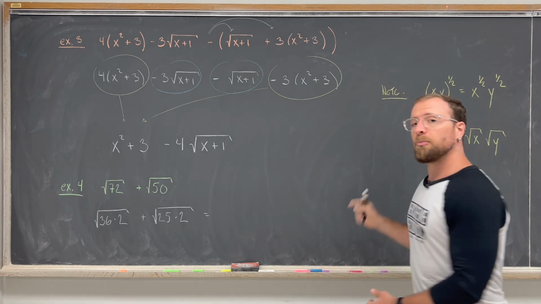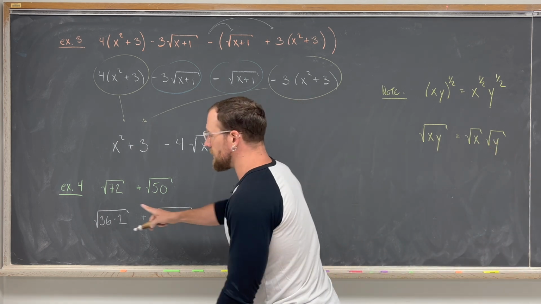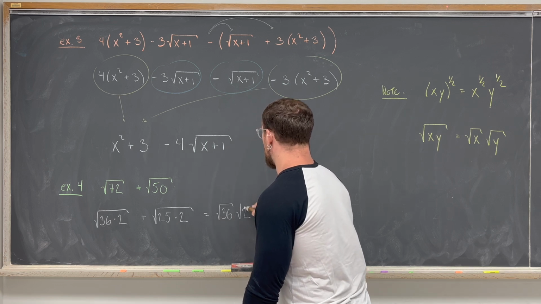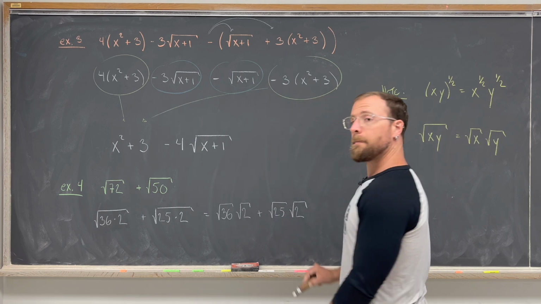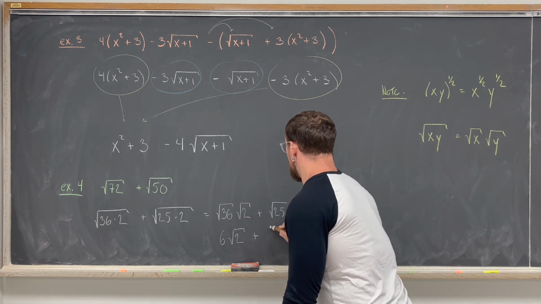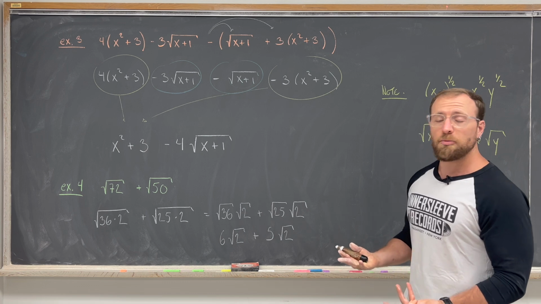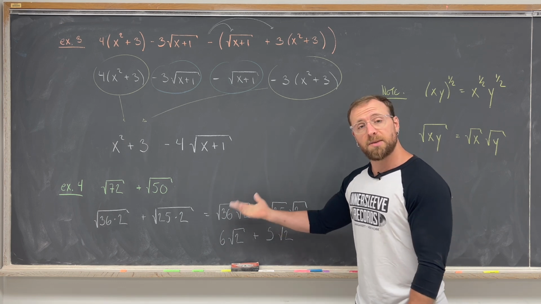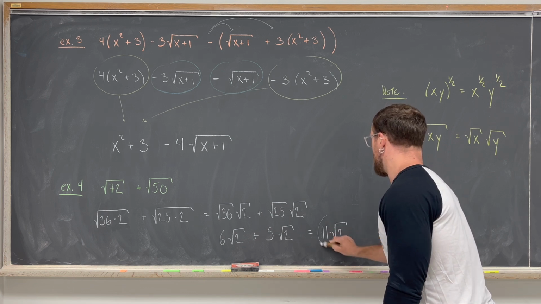Because of this property that I've got on the board over here. It says that I can take the square root of a product and write it as the product of square roots. Since some of these are perfect squares, let's see what this looks like. We've got the square root of 36 times the square root of 2 plus the square root of 25 times the square root of 2. And that would be 6 square roots of 2 plus 5 square roots of 2. Now, without knowing what the square root of 2 is numerically, it doesn't matter. I've got 6 of them here and 5 of them there, and I'm adding them together. 6 plus 5 is 11, so this would be 11 radical 2. Okay?